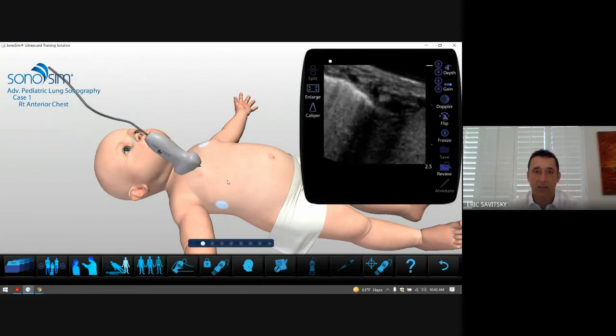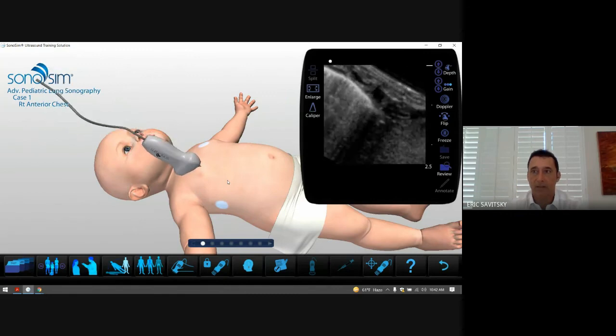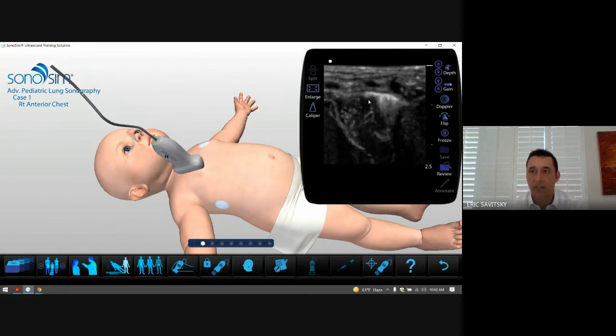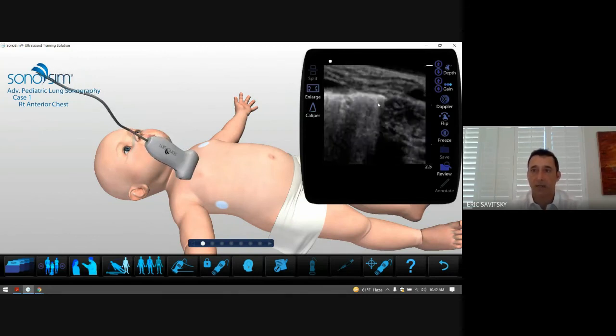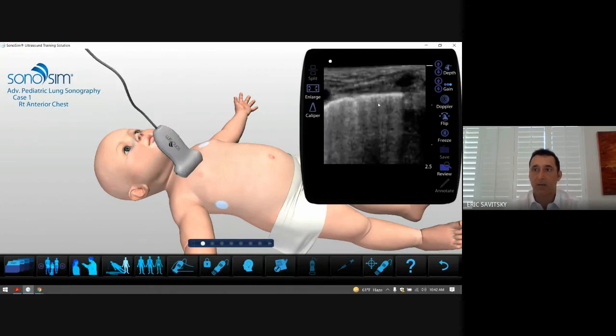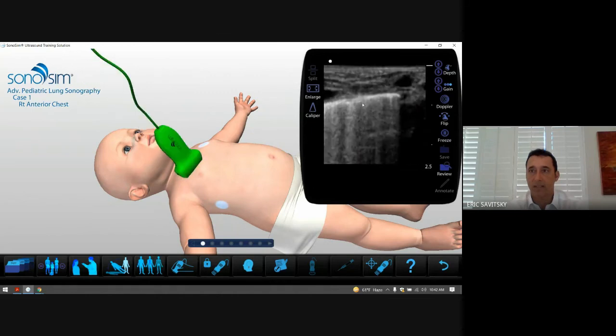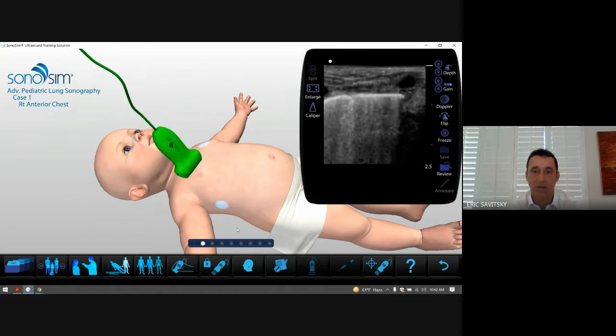So now I just have the probe in my hand, and I'm going to scan along the chest. So here I'm going to scan along the right anterior chest. I can see some pulsation, cardiac pulsation. I see some B lines here. I go into a transverse plane. And then once again, here I'm seeing really, really dense coalescent B lines along the right anterior chest.